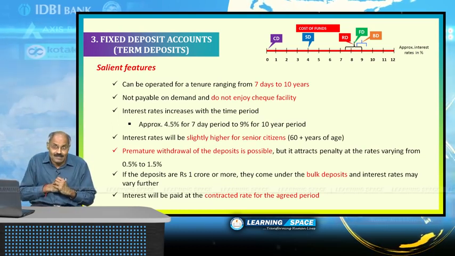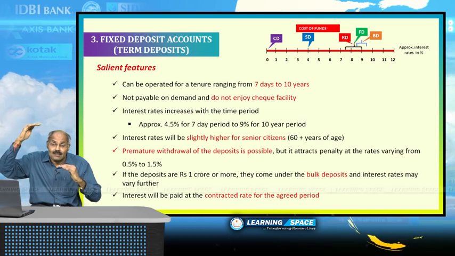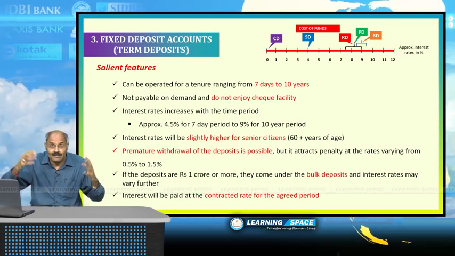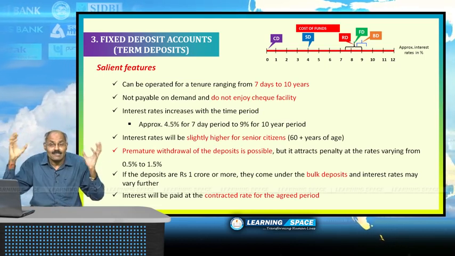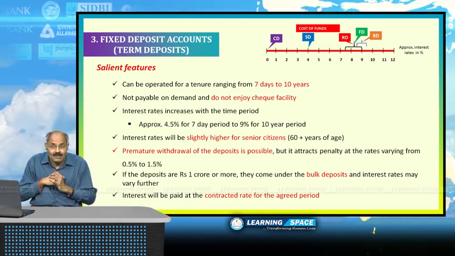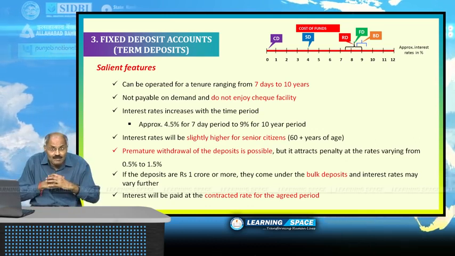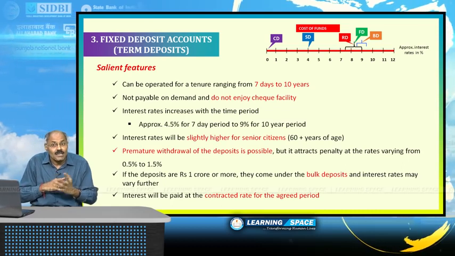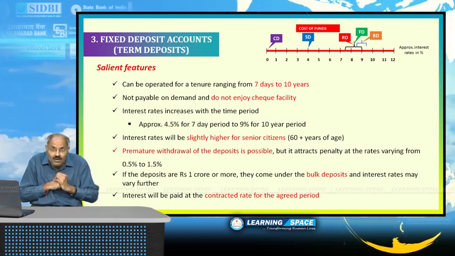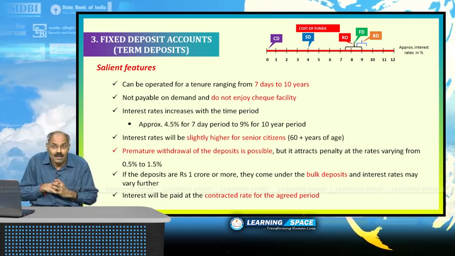Another important aspect is that as the time period increases, interest rates will also increase. If you place a fixed deposit for around 6 months, the interest rate may be around 7%. But if you do the same for a 5 year period, the interest rate may be around 8% or 9%.